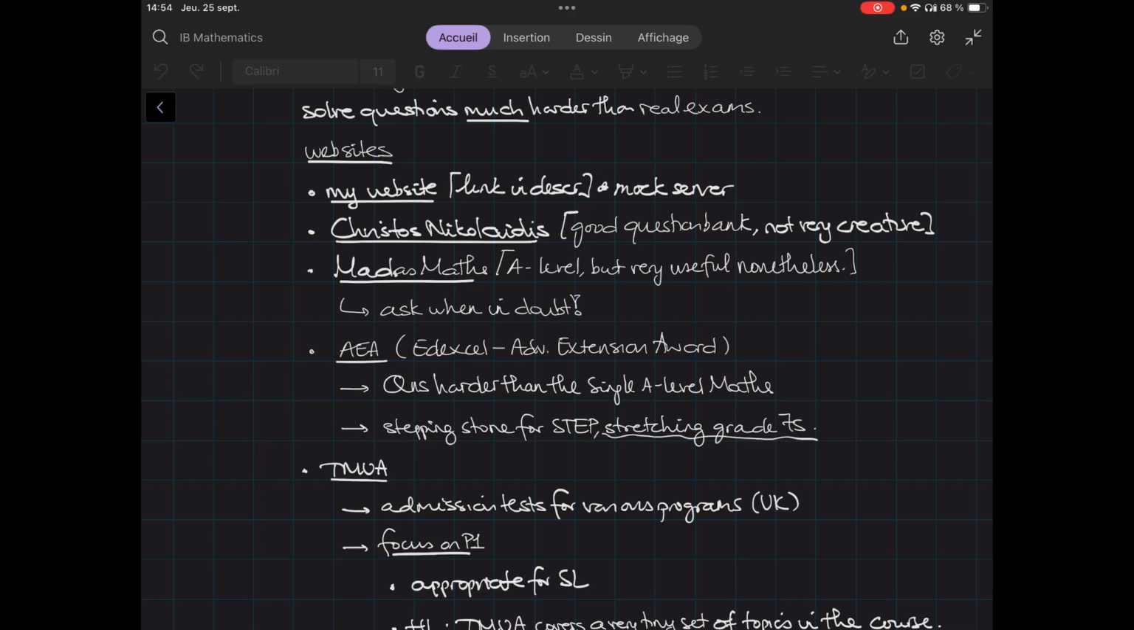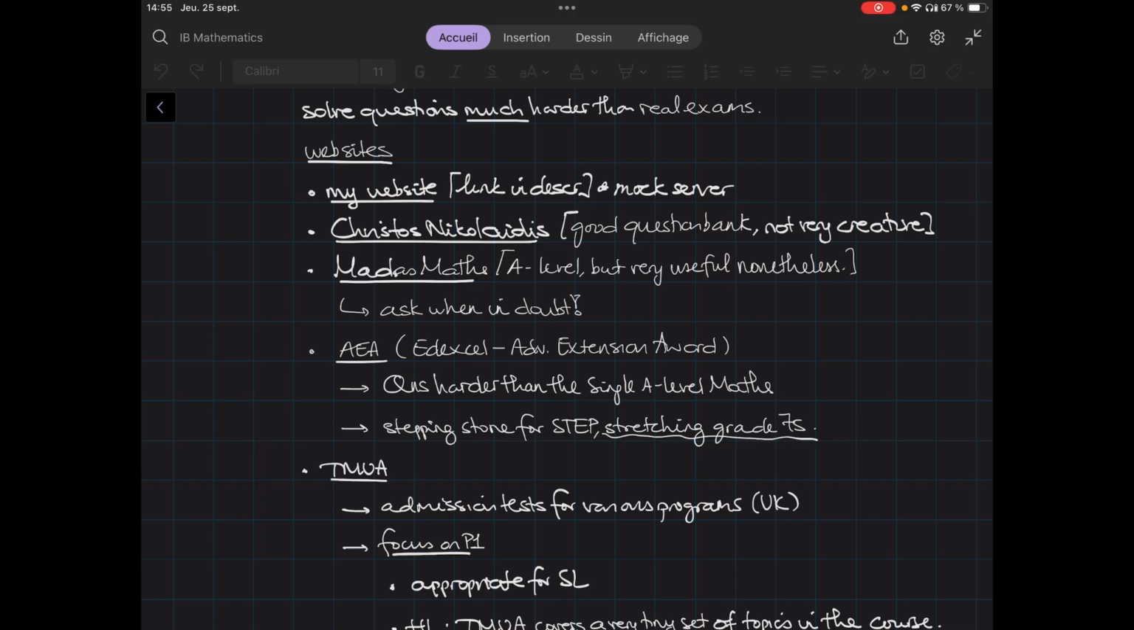Christos Nicolaides is another good question bank. The questions are not too creative, but I would say it is a good practice if you are looking for level 6. Maths Math is another classic. It's catered towards the A level people. However, it is still very useful. If you're not sure which part of a syllabus is or is not on the IB exam, please ask us and we'll be more than happy to answer.